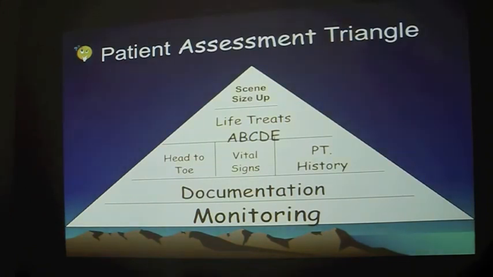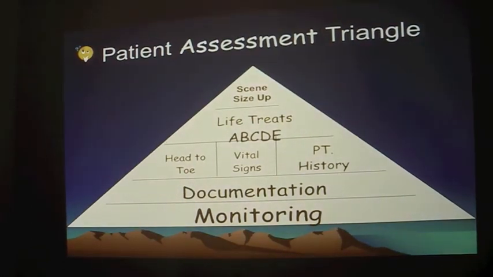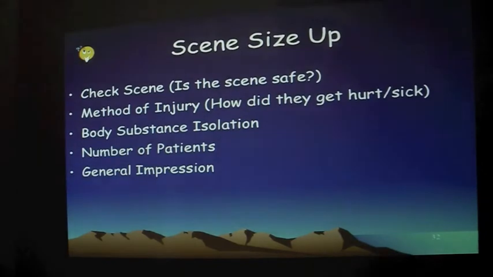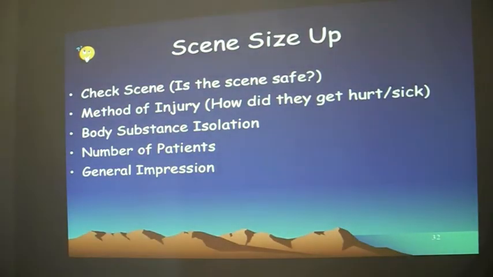Then we're going to do a head-to-toe examination, unless this is a child. If it's a child, we're going to go toe to head, because if you start at their feet and work your way up to their head, they'll be more ready to trust you. That's on a child, of course. We need to get our vital signs. We need to get our patient history. We need to do our documentation, and we need to do our monitoring. Our scene size up: check the scene. Is it safe? Method of injury: how did they get hurt? Body substance isolation. How many patients do we have? What's our general impression of this patient?